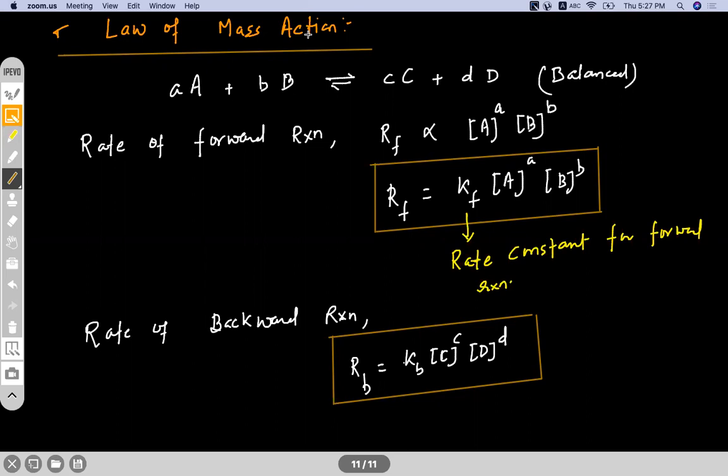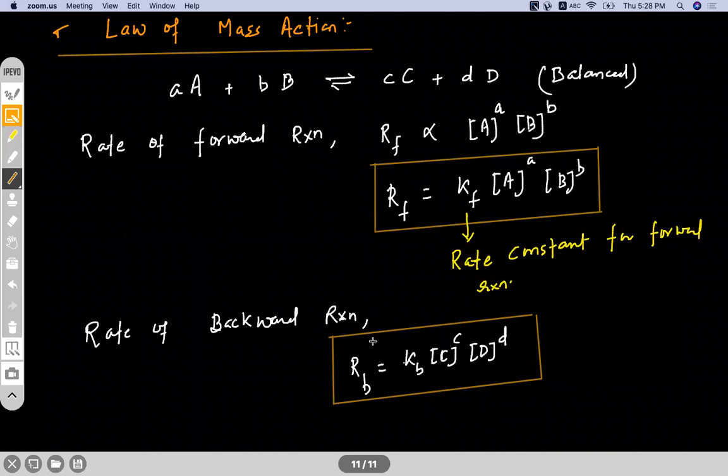Whenever I write this, square bracket C means concentration of C. A in square brackets represents concentration. Concentration of C, concentration of D. Got it? Okay. So this is the relation of RF and RB.